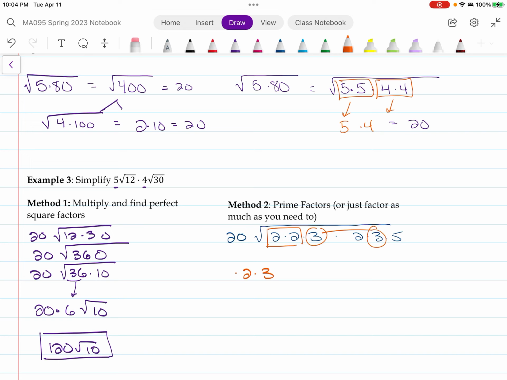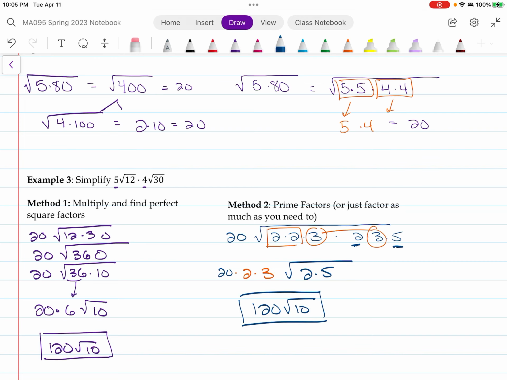I've still got the 20 here. And then I've got my square root of what is left here. I've got a 2 and a 5, 2 times 5. All right, so let's simplify all this. So 20 times 2 times 3 is 20 times 6, which again is 120. And then that is the square root of 10. And we get the same answer. We should. Just a different way of doing it.